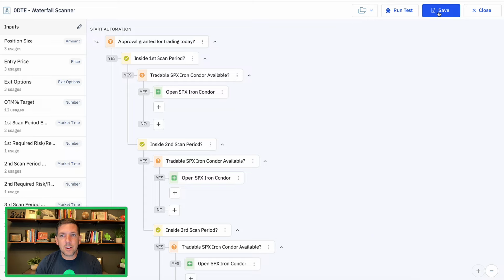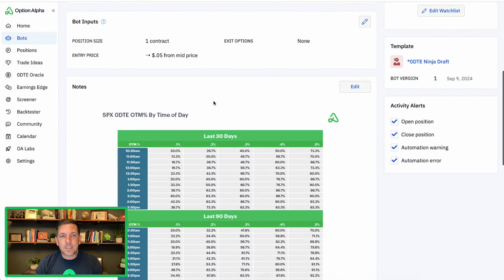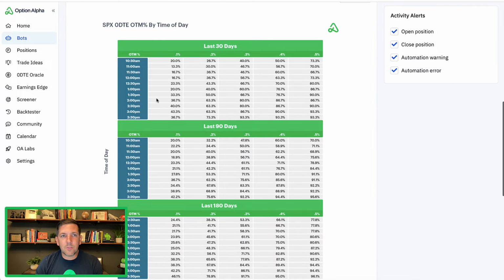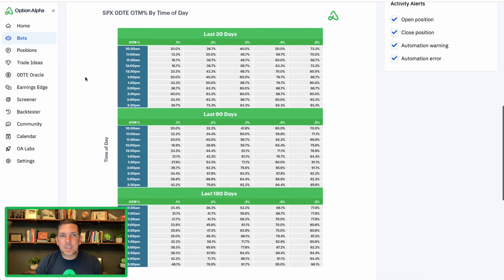So let me jump out of here really quick. And then if you go down into the settings, I put this in my setting notes. You can grab it from screenshots all over the place. We have it on blogs, whatever. But this is the peg research that I'm working off of for this bot. This is the one that we published about a couple weeks ago. It's always refreshed and new inside of OA Labs if you want to get the latest copy of it. But here you can see the peg research.